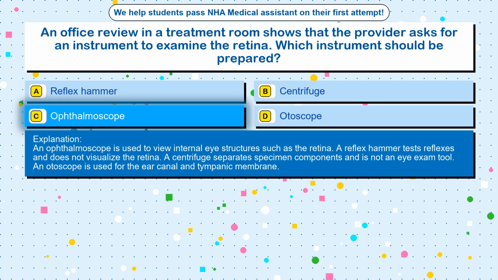Ophthalmoscope. An ophthalmoscope is used to view internal eye structures such as the retina. A reflex hammer tests reflexes and does not visualize the retina. A centrifuge separates specimen components and is not an eye exam tool. An otoscope is used for the ear canal and tympanic membrane.